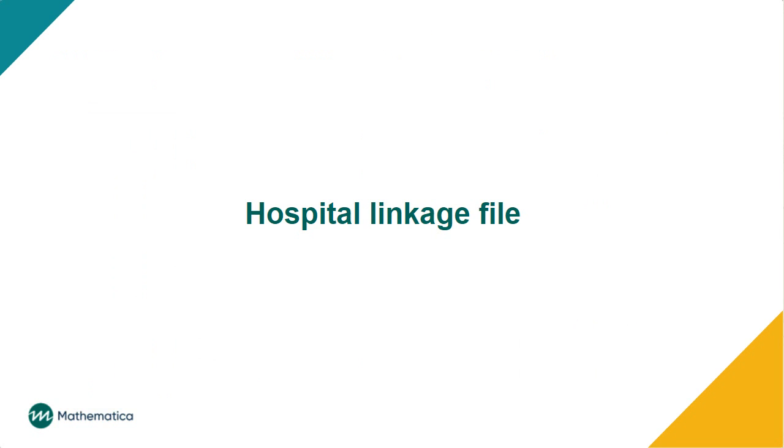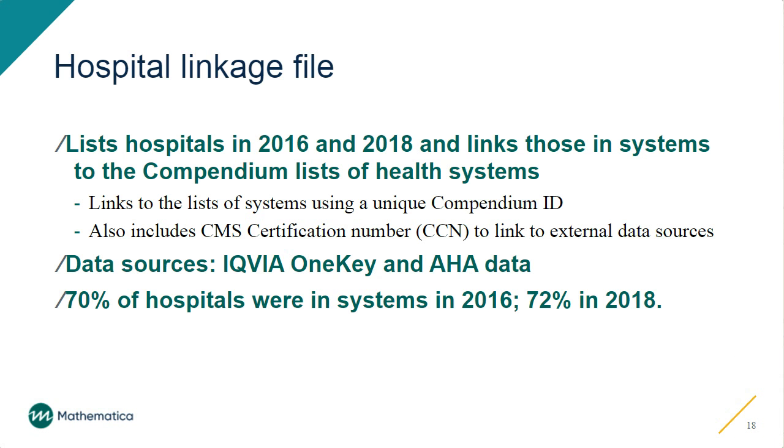The second file is the hospital linkage file. It's at the hospital level. And the hospital linkage file lists all hospitals in the US in 2016. And then there's a 2018 version of the file. And it links those hospitals and systems to the compendium list of health systems.